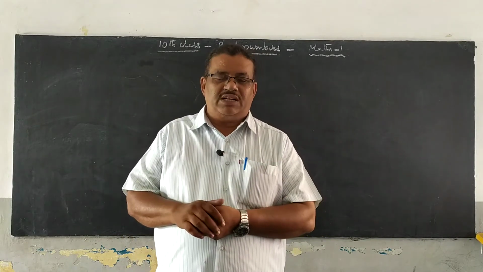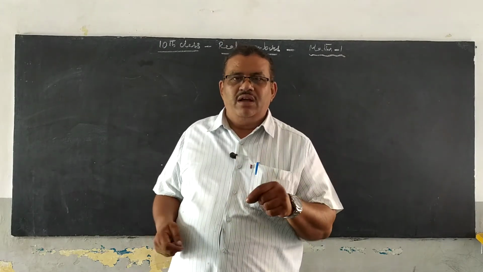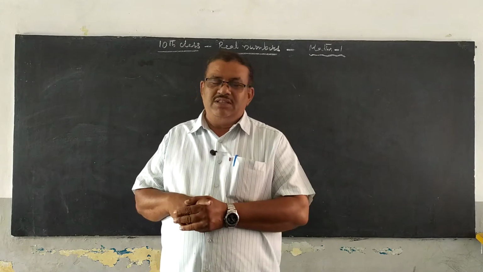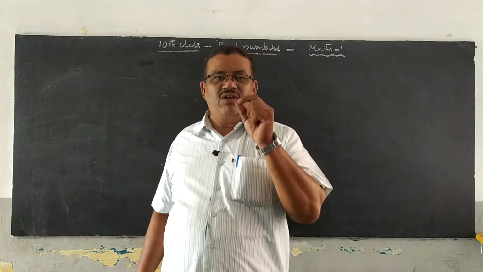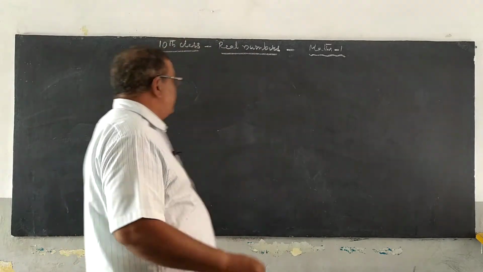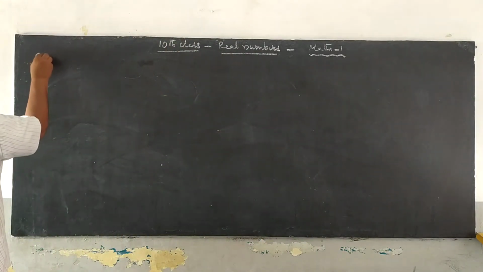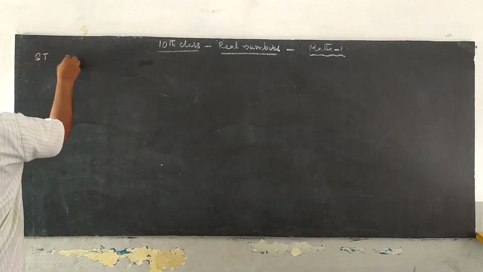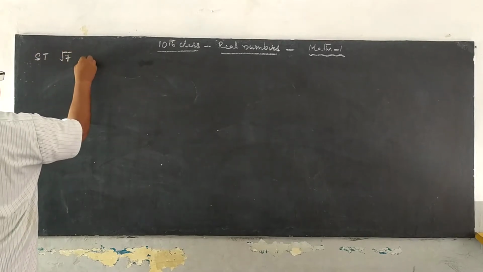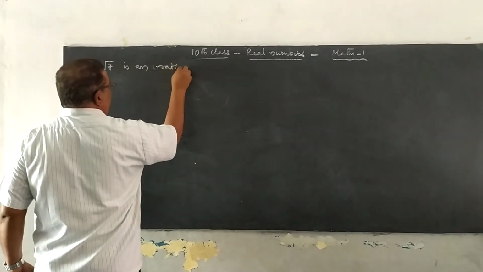How can we prove that root 2 is an irrational number? In a similar manner, I have to repeat one more problem in this same pattern, because this is one of the important problems for us. Understood? So go through that one. How do you prove or show that root 7 is an irrational number?